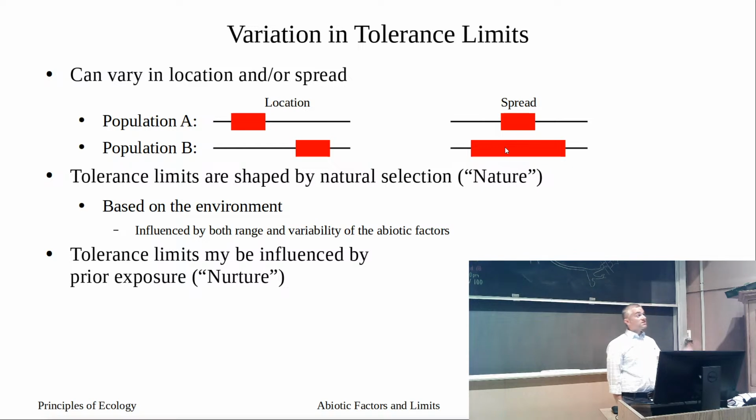But no matter what we see in our populations, we know that these tolerance limits are going to be shaped by natural selection. All right? So it's not just the range of environmental conditions that they're exposed to, but also the variability. Do they change a lot? Do they change quickly? Are those changes predictable? Are they unpredictable? And so forth.